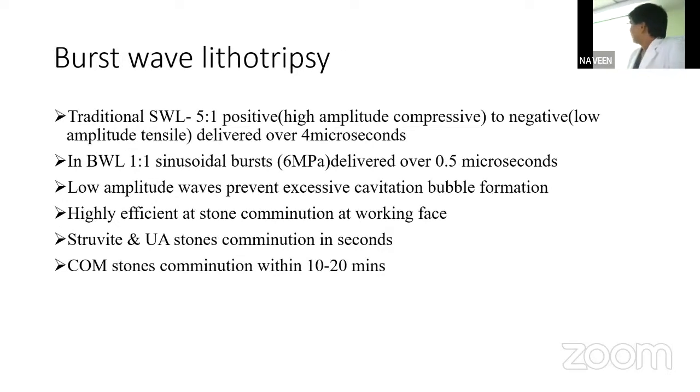Now come to burst wave lithotripsy. Traditionally, shock wave uses a 5:1 positive to negative ratio, which delivers very high power over 4 microseconds. But in burst wave lithotripsy, we use a positive to negative ratio of 1:1 and deliver low power, about 6 megapascal, over 5.5 microseconds. Because of the low amplitude wave, they prevent excessive cavitation bubble formation. Excessive bubbles cover the surface of the stone and decrease stone comminution, and the shock wave does not enter the bubble.